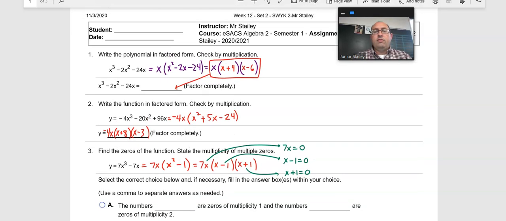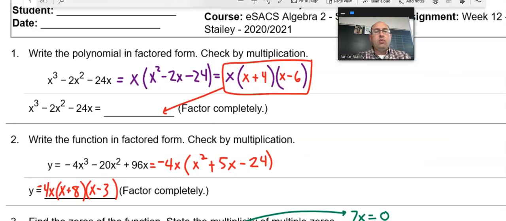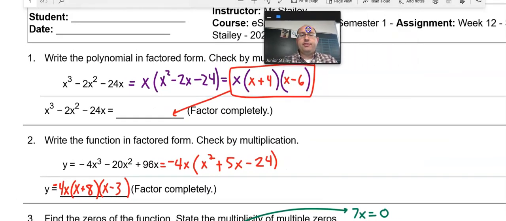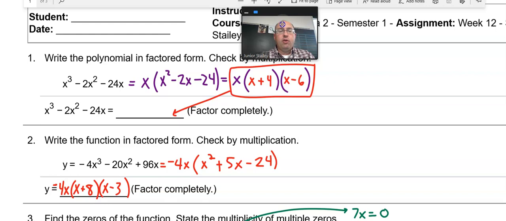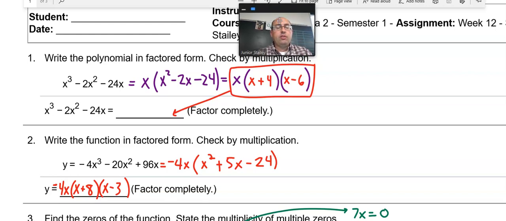All right, week 12, set 2, SWYK 2, here we go. We want to take these polynomials that are in factored form, and we want to write the polynomial in factored form. We're starting out with standard form.